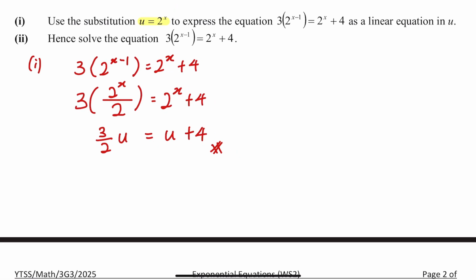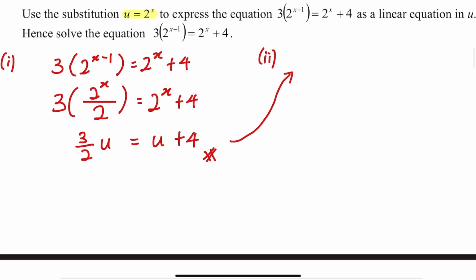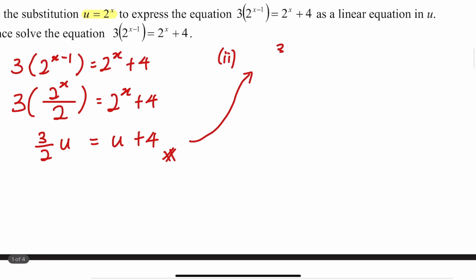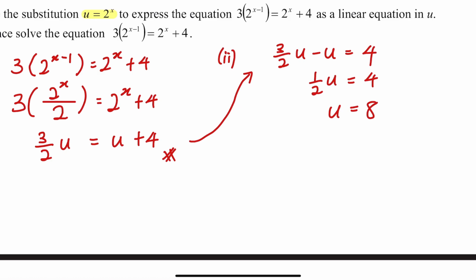Part 2. Hence, solve this equation. By making use of this part here, to solve this equation, very simply, I will make u the subject first. So I have 3 over 2 u equals u plus 4. I shift all terms with u to the left side. This is 3 over 2 u minus u equals positive 4. Therefore, this means that half u is equal to 4, u equals 8.